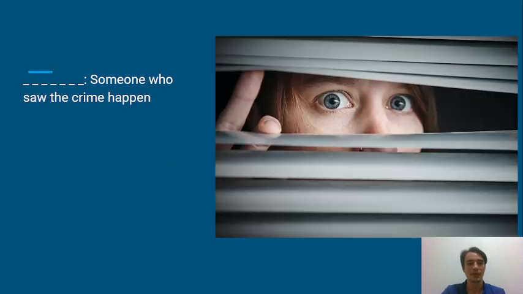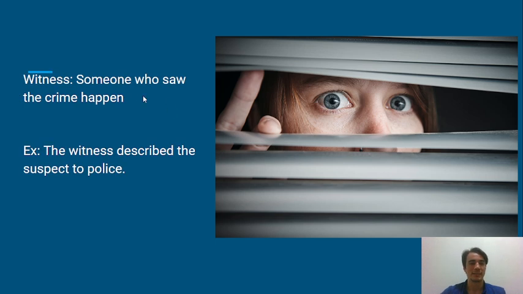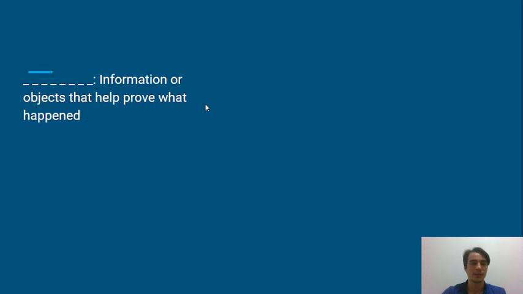Now, the second word. This one is, again, 7 letters. Someone who saw the crime happen. What do we call this person? It's called witness, right? Witness. In a sentence, the witness described the suspect to the police. Next one.